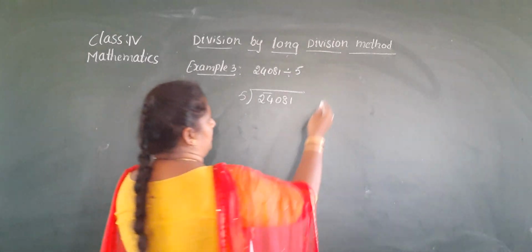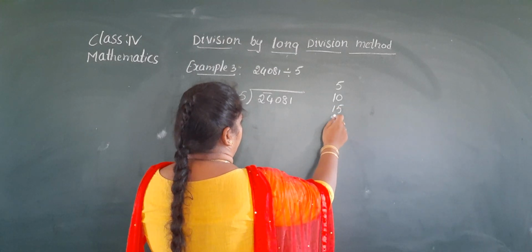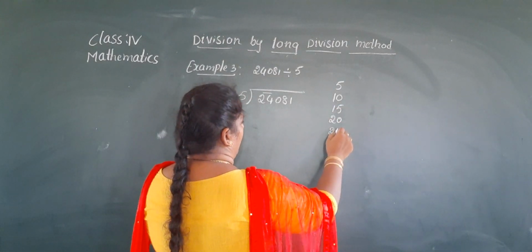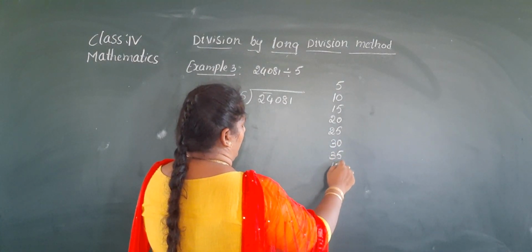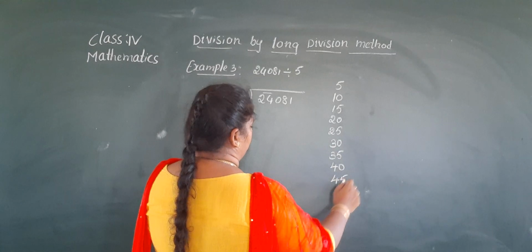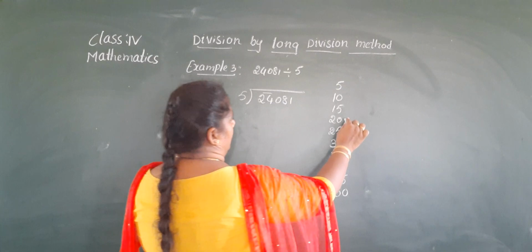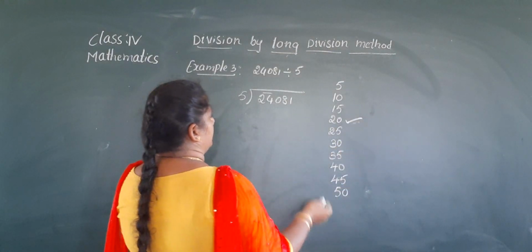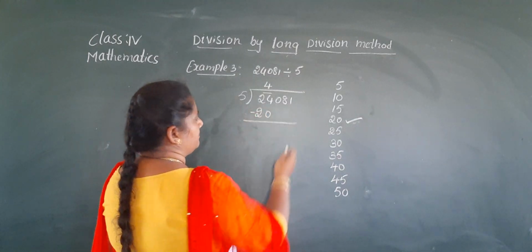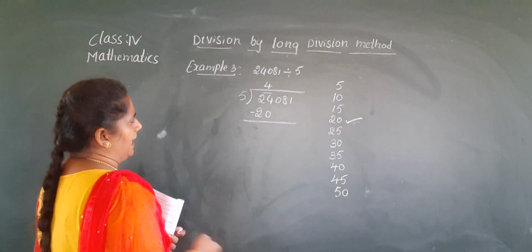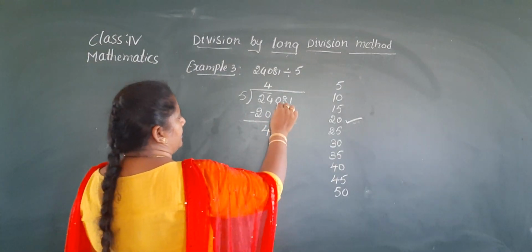24. Now write the 5 table answers. 5 1s are 5. 5 2s are 10. 5 3s are 15. 5 4s are 20. 5 5s are 25. 5 6s are 30. 5 7s are 35, 5 8s are 40, 5 9s are 45, 5 10s are 50. So 24's nearest number is 20. 5 4s are 20. So write 4 in the quotient place, 20 down. Now 4 minus 0 is 4. Take down 0.